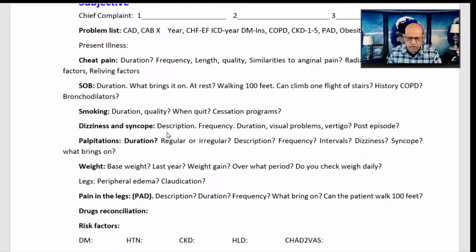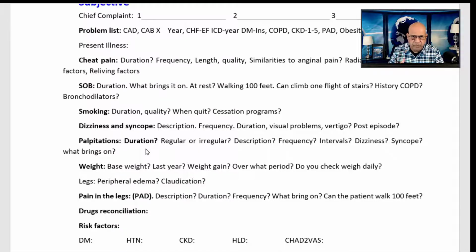Again, dyspnea, dizziness and syncope. You precisely have to document an episode of dizziness. What comes on? What are the premonitory symptoms? What happens after the dizziness goes away? How long does the dizziness last? What brings on the dizziness and what makes it better? Same thing with syncope. Did it come on suddenly? Were there people around you when you had this blackout? How long did you black out?